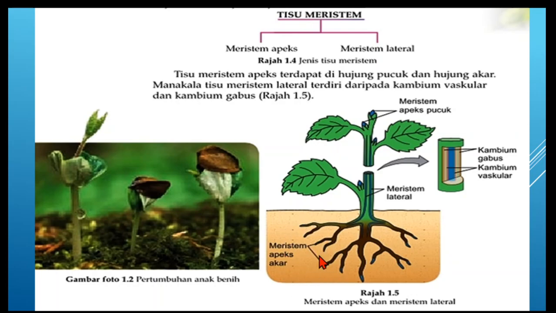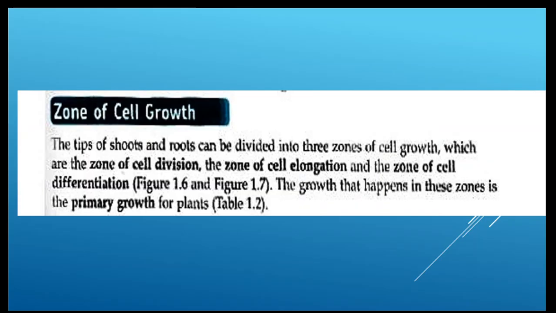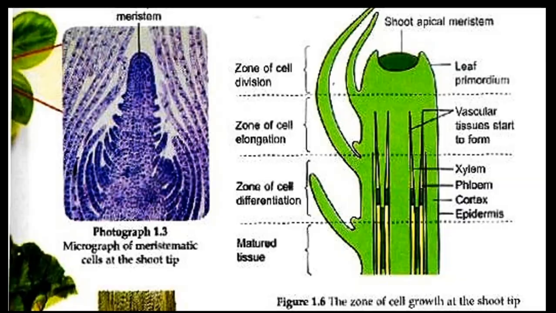Okay, zone of cell growth. The tips of shoots and tips of roots can be divided into 3 zones of cell growth, namely zone of cell division, zone of cell elongation, and zone of cell differentiation. Okay, the growth that happens in these 3 zones is primary growth. Okay, so this one, shoot tip.